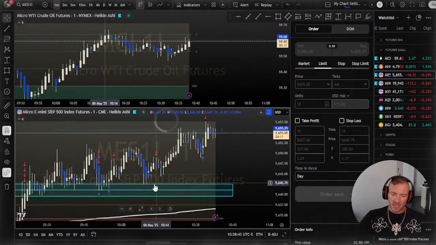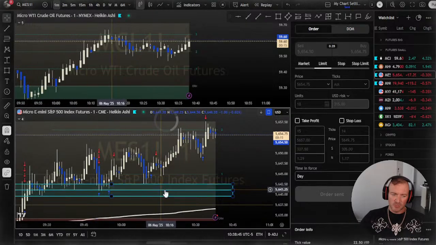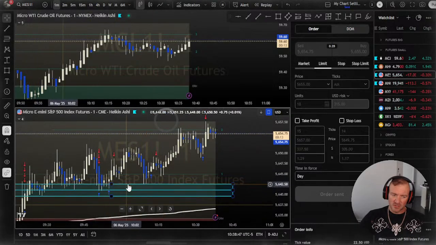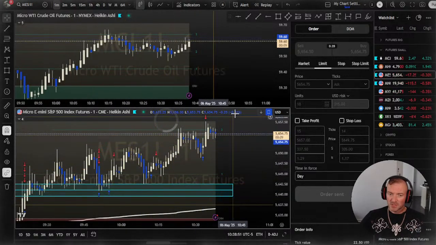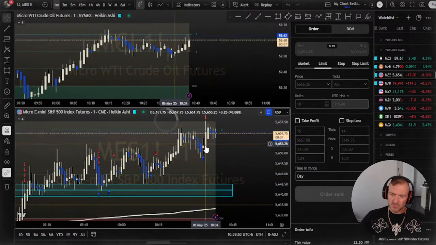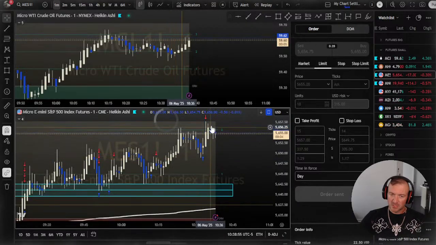Well, we never did come back to this range again. I can't remember where I drew it. I think I drew it here. It was either here or here. Yeah, I drew it right around here, and we actually never came back to it. But that was a beautiful move right there. That was enough to catch what I needed. You know what I'm saying?